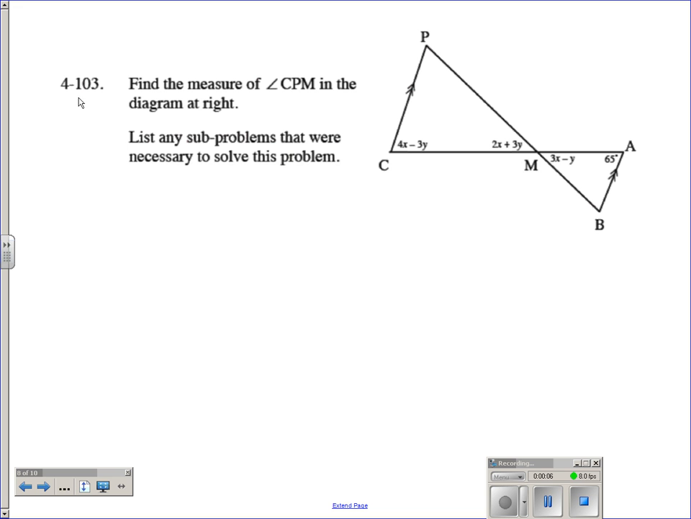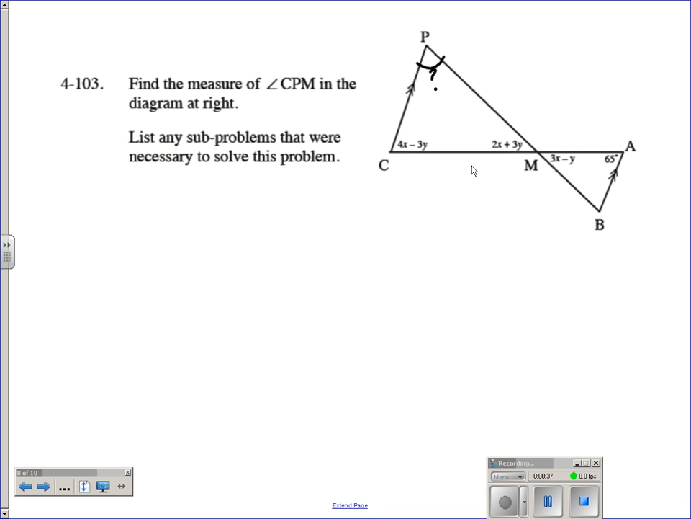Problem 4-103. Find the measure of angle CPM in the diagram at right. List any subproblems that were necessary to solve this problem. So we've got this diagram. Here is angle CPM. We want to figure out what the angle measure is going to be.